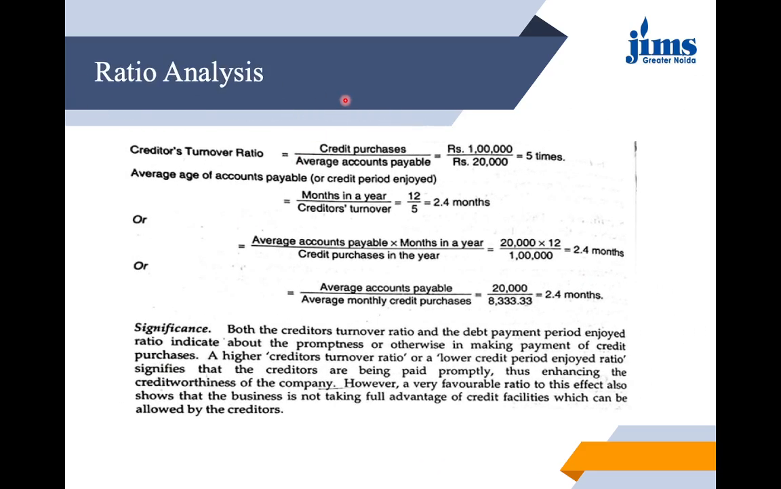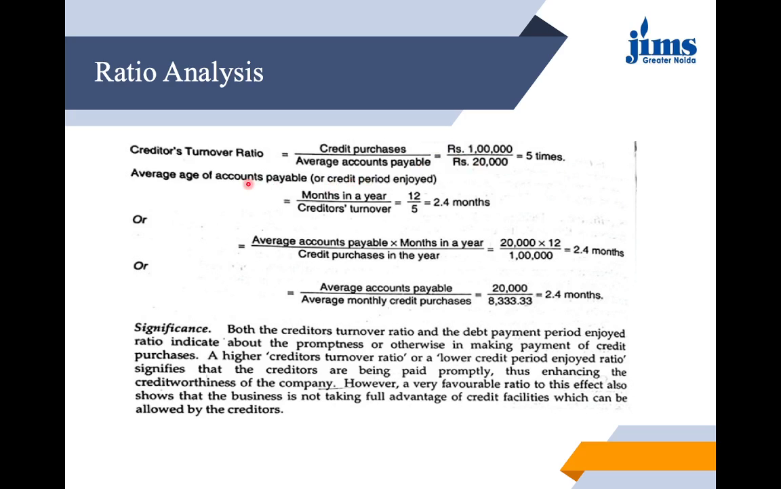We can see the credit purchases. We have put the formula. We have calculated the average accounts payable by adding both the opening and closing and dividing it by 2, as 20,000. Credit purchases as 1 lakh. So the ratio is coming out as 5 times.